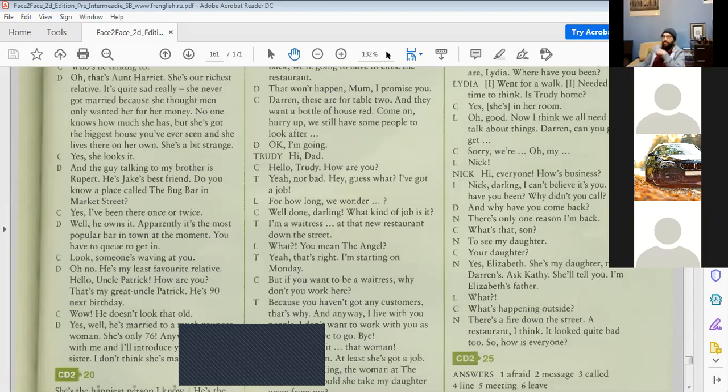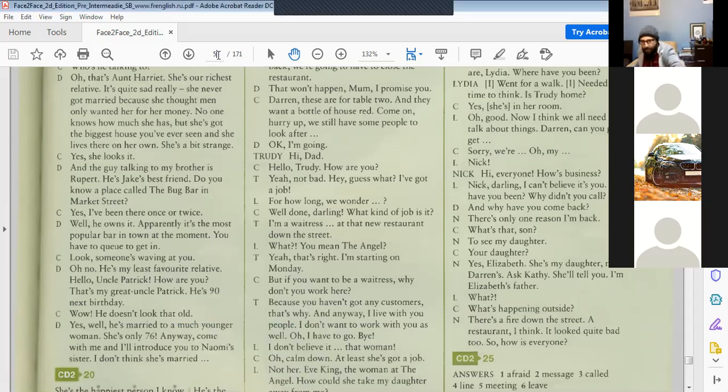Okay. So also Lydia, she didn't say I went. She said went. She didn't say I needed. She said needed. Okay, so this is the idea that sometimes in spoken English, it's okay to skip some words. This is the point.